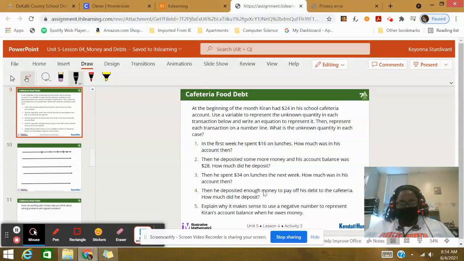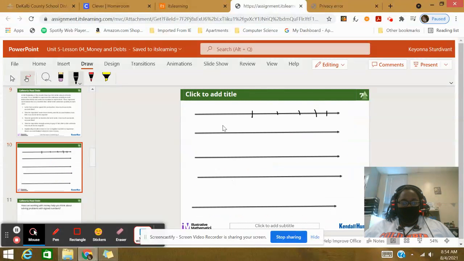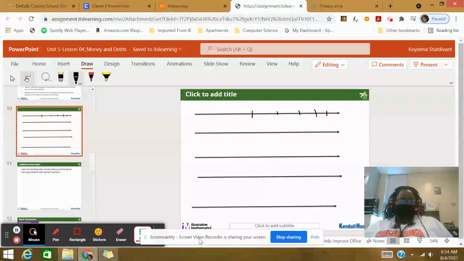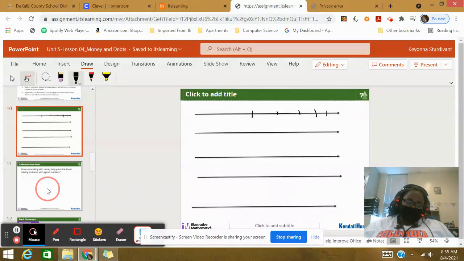Question four says that he had deposited enough money to pay off his debt to the cafeteria. How much did he deposit? And then finally, question five: explain why it makes sense to use a negative number to represent Karen's account balance when he owes money. So this is how you guys will complete this. And again, don't forget to do your number lines for each scenario, or at least for the first four. I don't think you need a number line for question five.